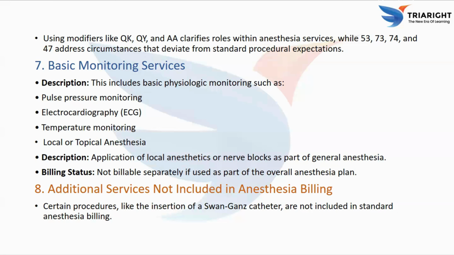So what are the additional services which are not included in anesthesia billing? Some procedures are extra, more complex, not routine, so they can be billed separately. For example, Swan-Ganz catheter insertion. This is an advanced heart monitoring catheter which is used in critical or higher risk patients. This is not done for every anesthesia care. So this can be billed separately, not included in the standard anesthesia fee.